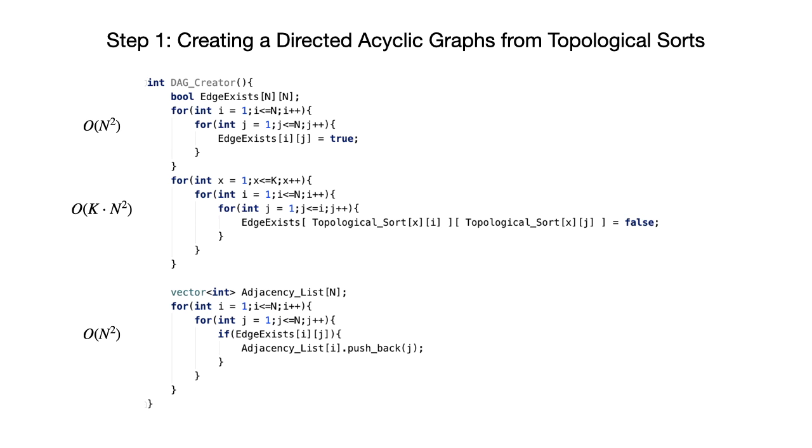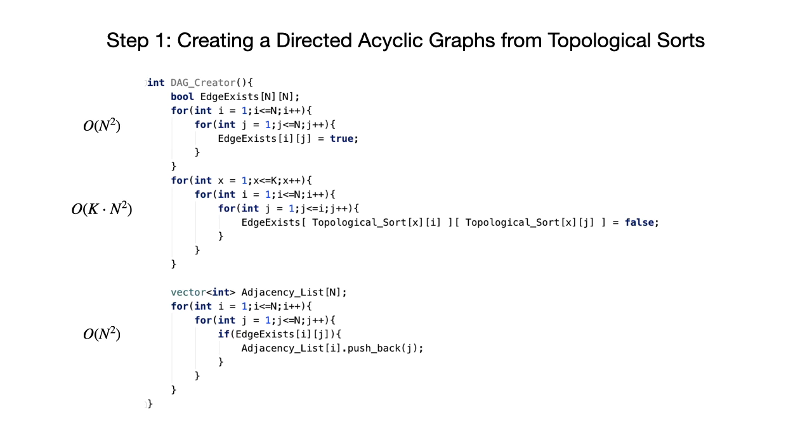So as I mentioned earlier, we start with a complete graph. So I've set all edge exists ij to true. Now we go over all topological sorts, and for every pair ij such that I is greater than j, we're setting edge exists ij to false, and this is based on the first property of topological sorts. Once we've done this, we create an adjacency list of size n, and for each edge in the graph connecting I to j, we push j into adjacency list at I. And this is the standard graph creation algorithm that you can find online as well.